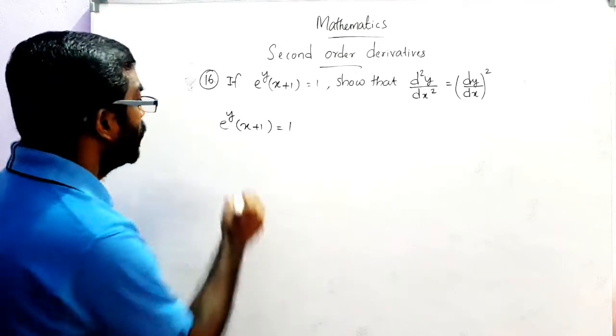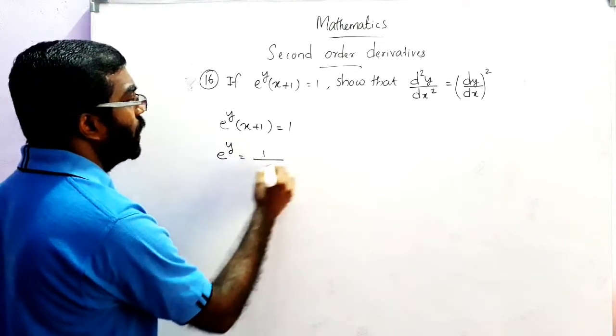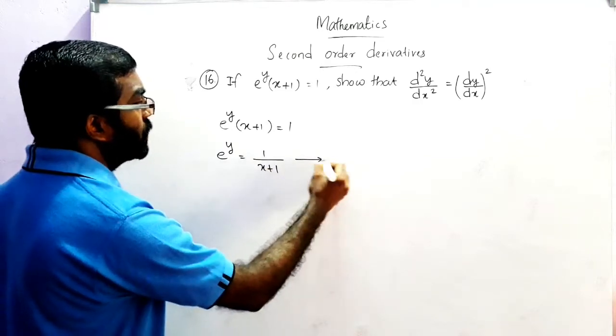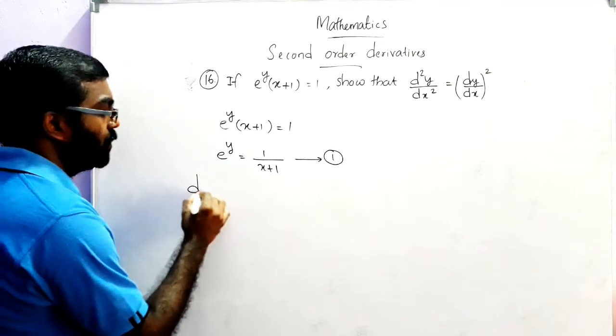Okay. So first I rewrite e^y is equal to 1/(x + 1). Take it as equation number 1. Okay. Now we can differentiate this one with respect to x.